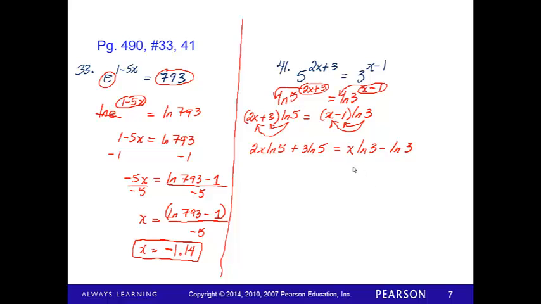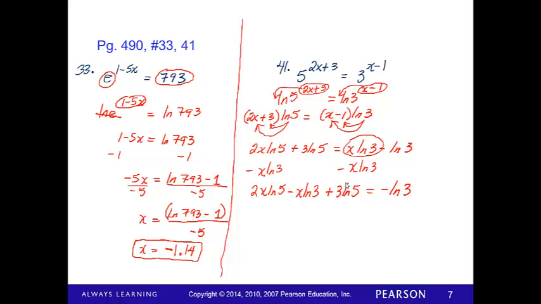Okay, so x is out of the parentheses, but now we need x on the same side. So I'm going to minus x natural log of 3. I'm going to move this guy, this entire thing, to the left side. And how do you do that? You just subtract. So now I have 2x, the natural log of 5, minus x, the natural log of 3, plus 3, the natural log of 5, equals negative natural log of 3.